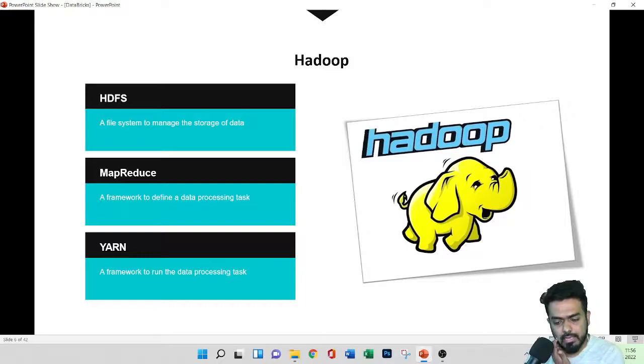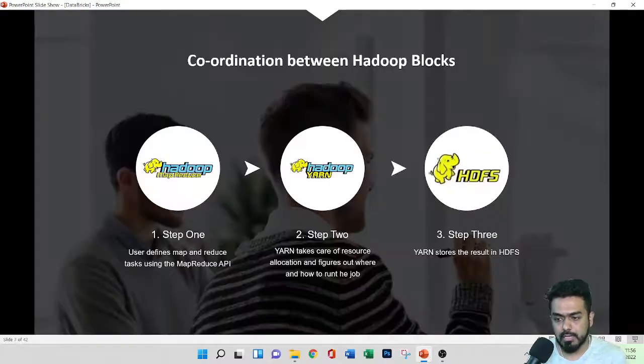And finally, we have YARN, which is the framework to run the data processing task. This is how the coordination between the Hadoop blocks takes place. Step one, the user defines a map and reduce task using the MapReduce API.